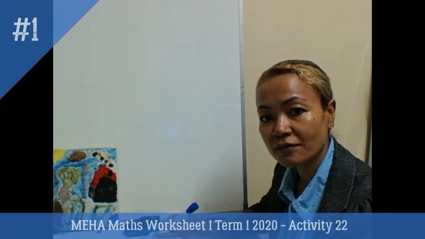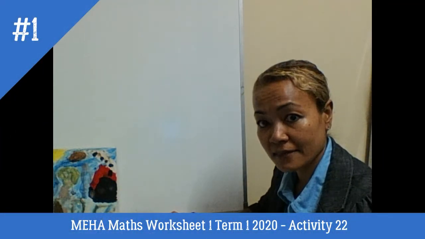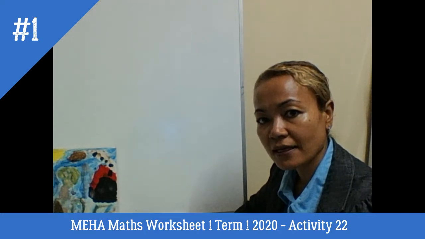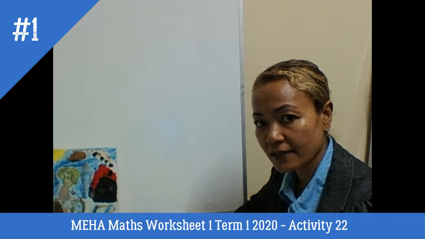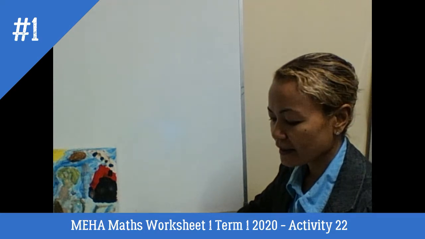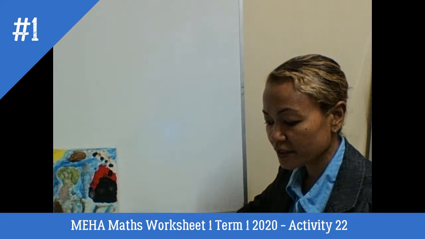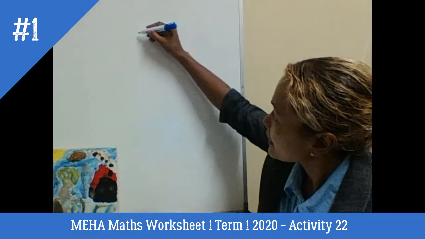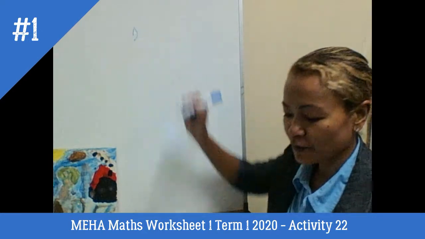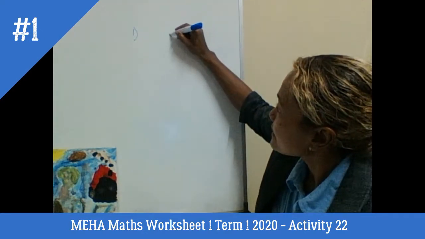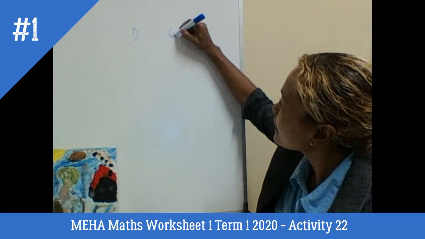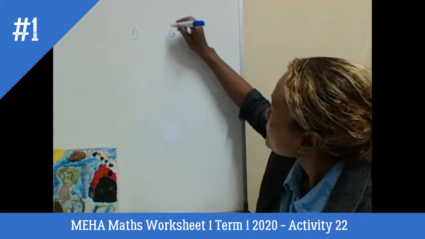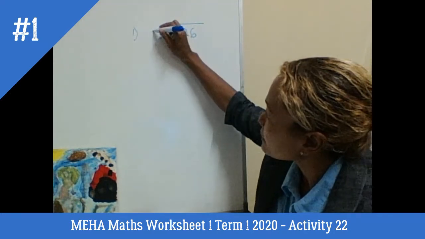Now that I've shown you how to divide decimals, we can go on to the 3 questions that are in the maths worksheet. The first worksheet for term 1, activity 22. First question is 6.26 divided by 2.